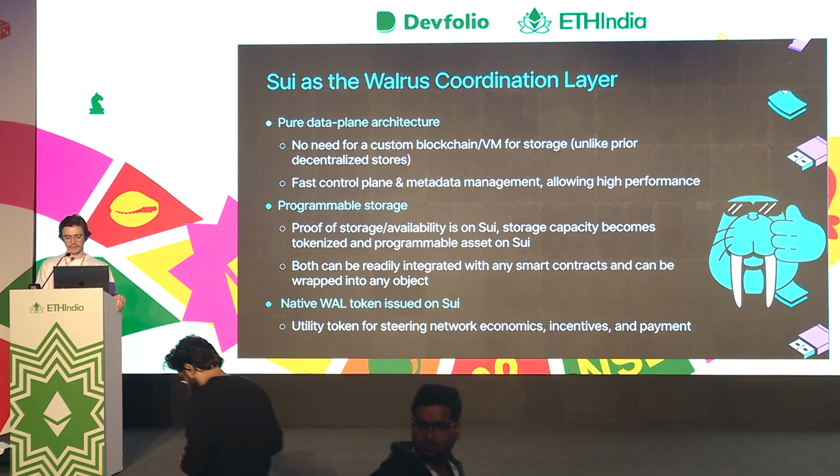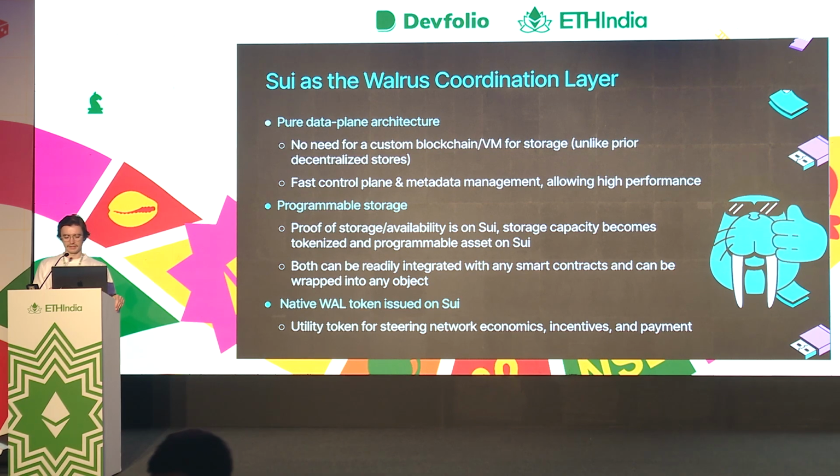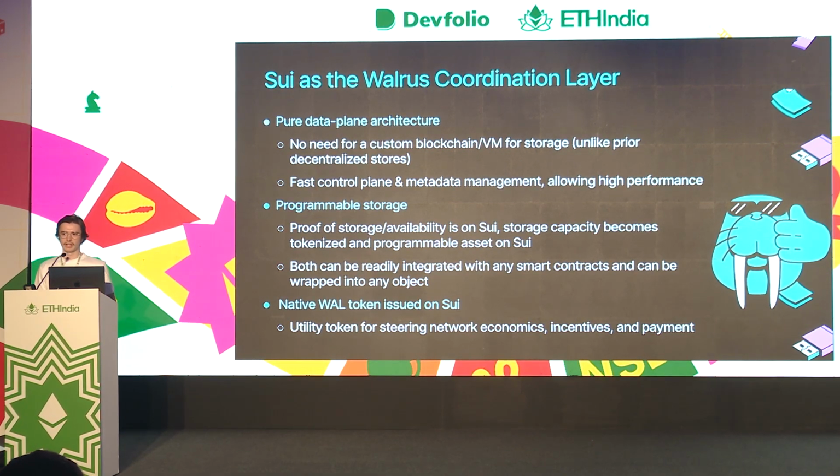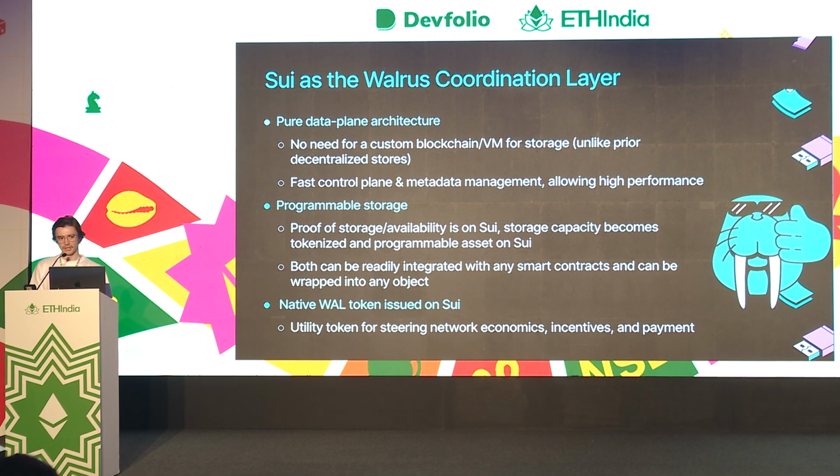this proof of storage and availability, which means that storage capacity becomes tokenized and is an asset that can be used on chain. So this really opens up a lot of opportunities. Now you can have storage in marketplaces on chain and other aspects. And this can also be used to manage data ownership as well.